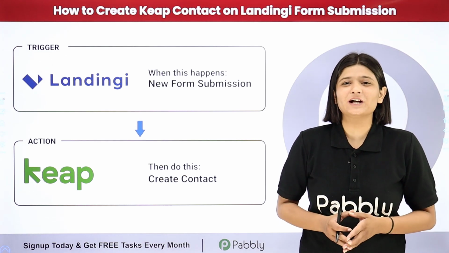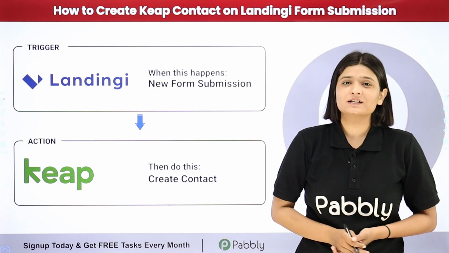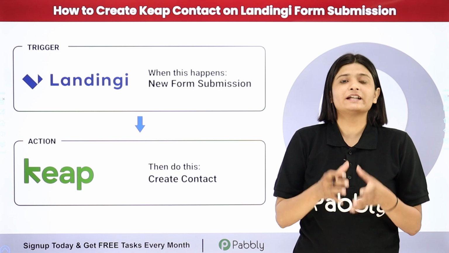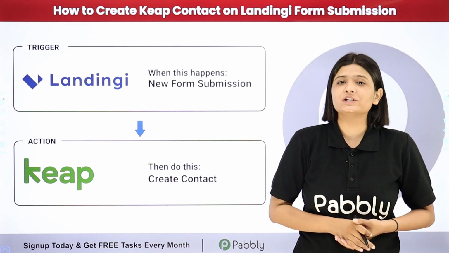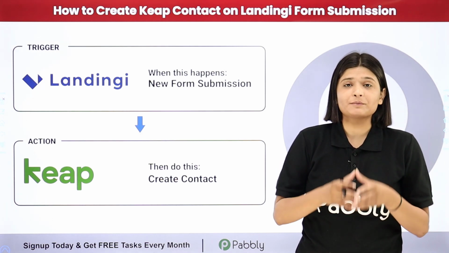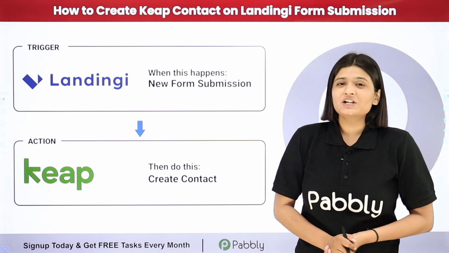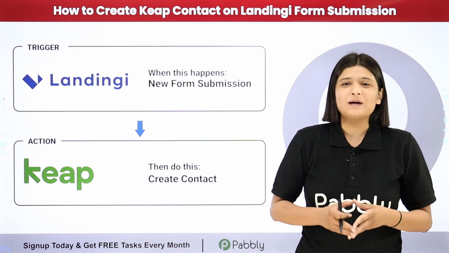So in this video, we are going to learn how to create Keap contact on Landingi form submission. So let's suppose I'm running a real estate agency and collecting all my potential buyers with the help of Landingi form. Now I want whenever someone submits this form, a contact should be automatically created in Keap. So I can do this automation with the help of Pabbly Connect.